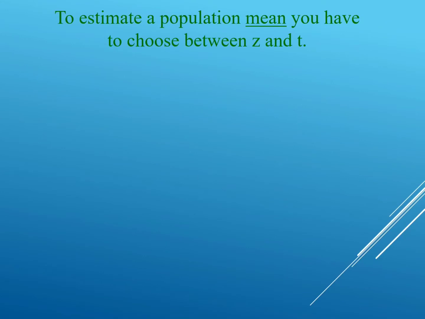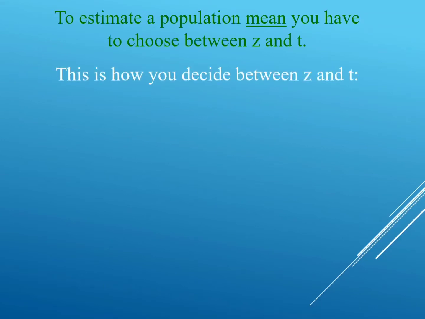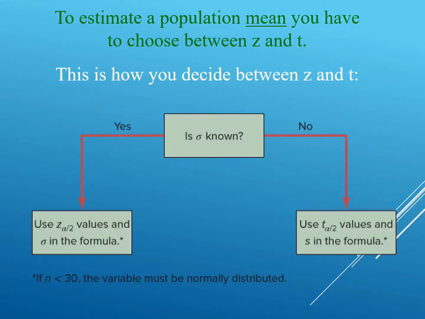Alright, to estimate a population mean, you have to choose between Z and T. And when do we choose between Z and T? It's very straightforward. This is how you decide to use critical Z or critical T, because the formula is the same. But how do you decide on which one to use? Well, very simple question. Is sigma known? Is the standard deviation of the population known? If yes, then you use critical Z. If no, then you use critical T.